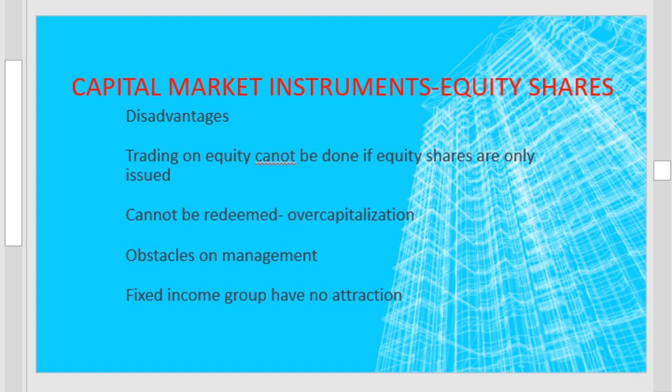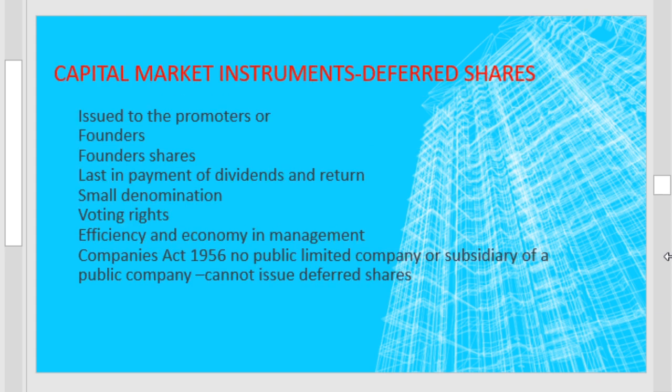Then the third one is that they can put obstacles on the management, since they have voting right. And the next one is fixed income groups have no attraction, as they are not assuring any fixed return or fixed dividends to the equity shareholders. These are some of the disadvantages of the equity shares.